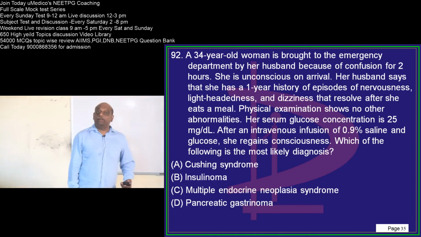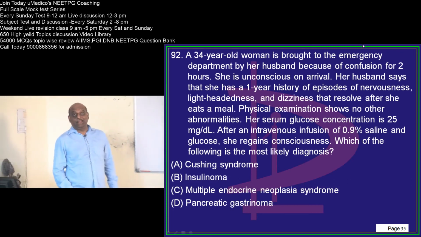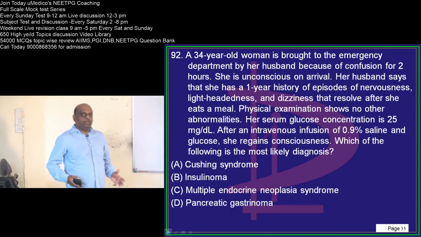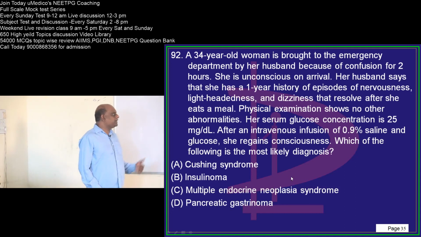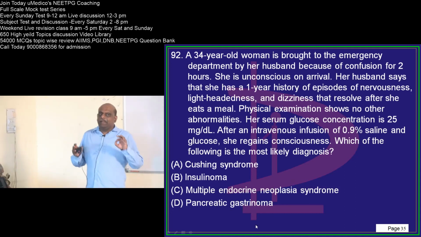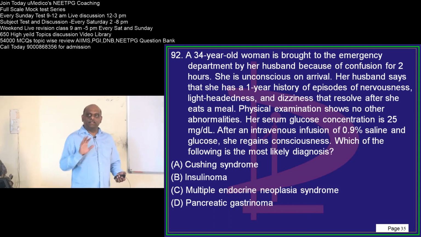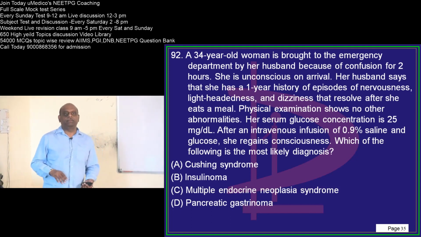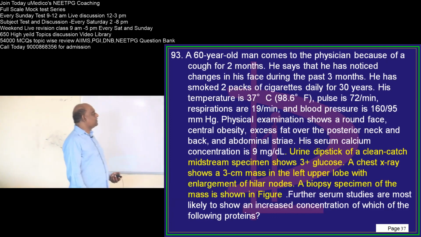A 34-year-old is brought to emergency because of confusion, and her serum glucose level is as low as 25, and after you have given an infusion of 25% dextrose, she regained consciousness. This is the typical history of hypoglycemic attacks relieved by the glucose infusion. Whipple's triad symptoms, they are called. Typical feature of insulinoma, as all of you know very well.